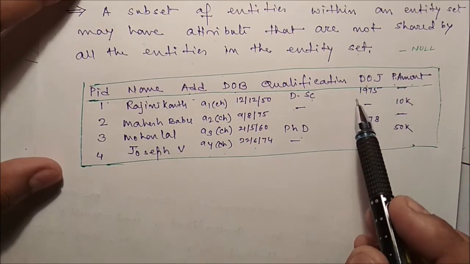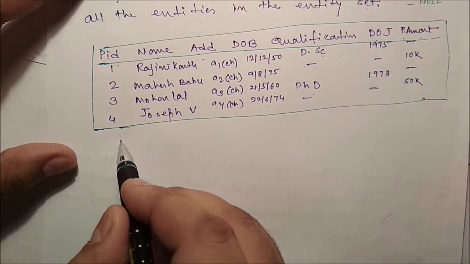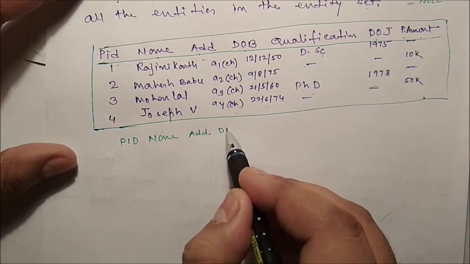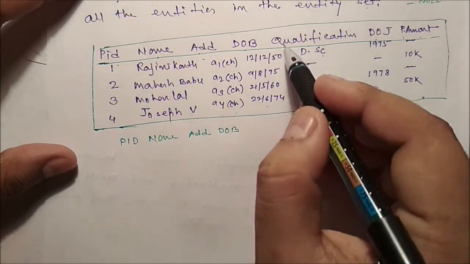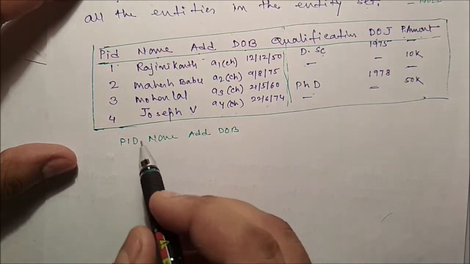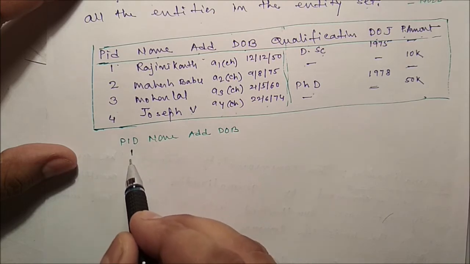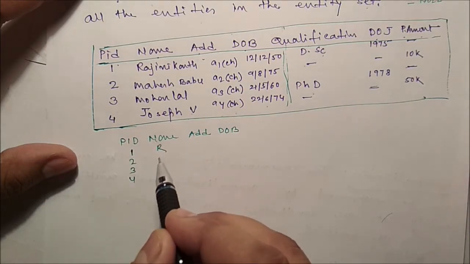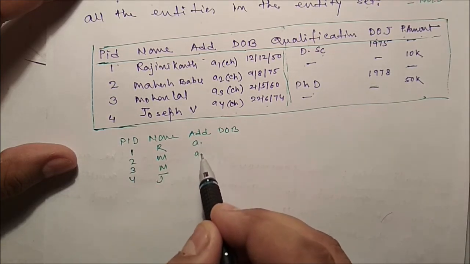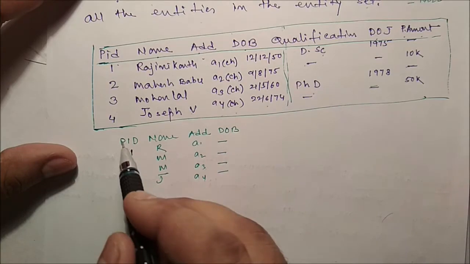So it will be better if you divide this into two parts. Suppose you divide it this way: person ID, name, address, and date of birth. This part has all the information. If you keep this part as a separate entity set, with person ID 1, 2, 3, 4, names Rajnikant, Mahesh Babu, Mohanlal, and Joseph Vijay, addresses A1, A2, A3, and A4, and the dates of birth, you have to copy the date of birth. Now this is one table.